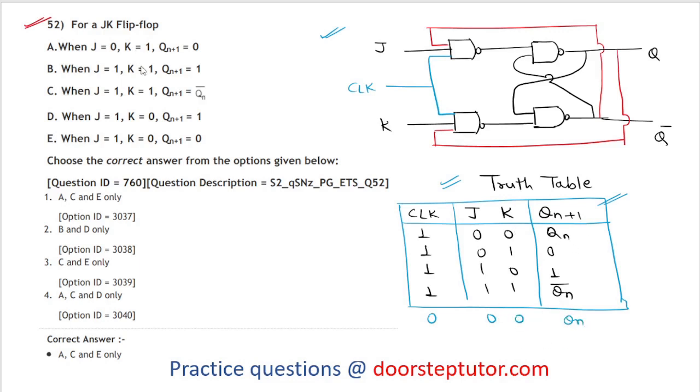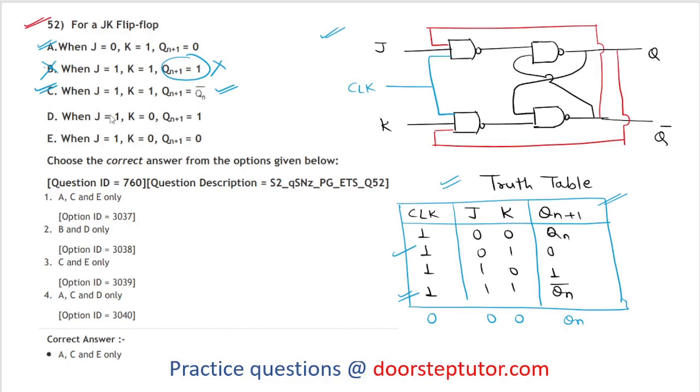So let us see the options. The first option says when J is 0 and K is 1. So when J is 0 and K is 1, Qn plus 1 should be 0. So A is correct. Let us check the B condition, when J and K both are 1. When J and K both are 1, Qn plus 1 should be Qn bar. Here it is given as 1, so that is incorrect. So B option is incorrect. C option says Qn bar, which is correct. So C option is right.